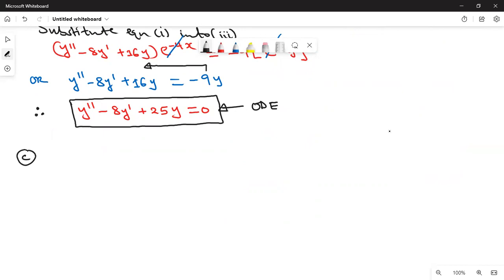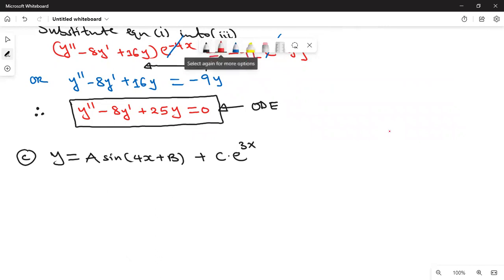In part C, let me write the question down. We have y = a sin(4x + b) + c e^(3x). How many essential arbitrary constants do we have here? There are 3: a, b, and c. Three essential arbitrary constants, so you differentiate 3 times.